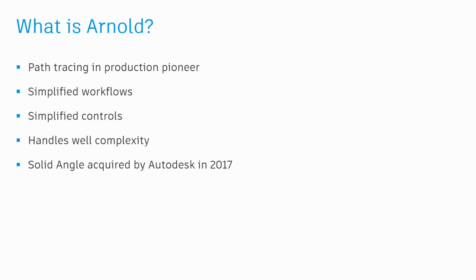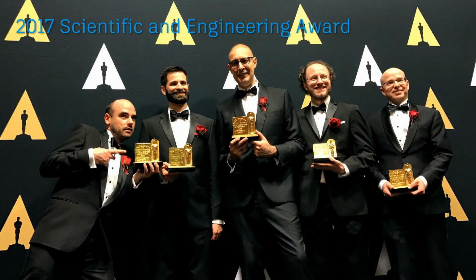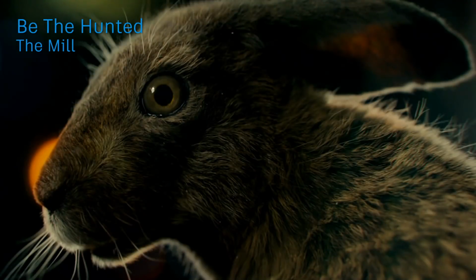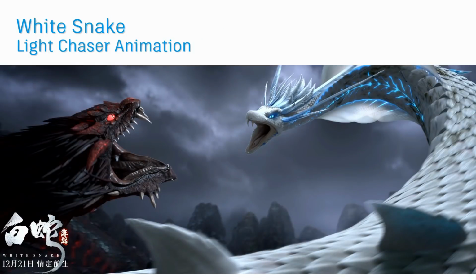What is Arnold, for those of you who don't know? Arnold is a production renderer, as was perfectly described by Max in the previous talk. It prides itself in simplified workflows, simplified controls. It handles complexity pretty well, as any production renderer should do. And it was acquired by Autodesk 2 years ago. Arnold was awarded an Academy Award for its pioneering work in production rendering and physically based production rendering. And Arnold has been featured in countless films, and here is a very, very tiny sample of the different productions it has been featured in the past month.